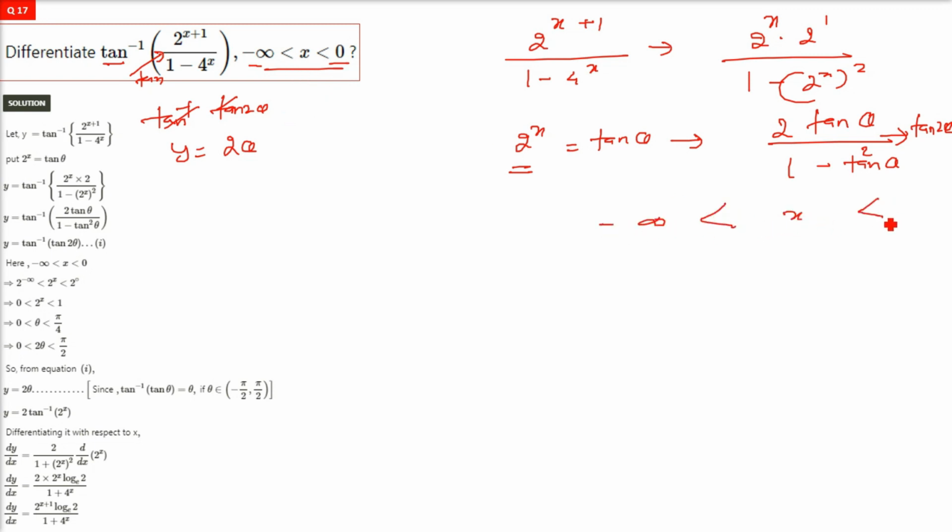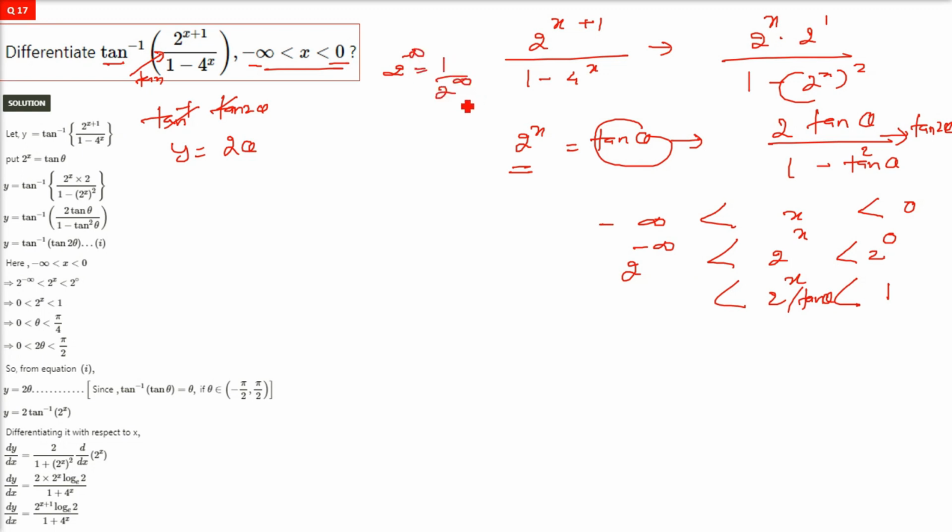So x is between negative infinity and 0. Now let us take all the values to the power of 2. So 2 to the power minus infinity, 2 to the power x, and 2 to the power 0. 2 to the power 0 is 1. And 2 to the power x is actually tan theta, because we have assumed tan theta to be 2 to the power x. So 2 to the power minus infinity is 1 by 2 to the power infinity. Anything to the infinity is infinity, and 1 divided by infinity is what? 0.